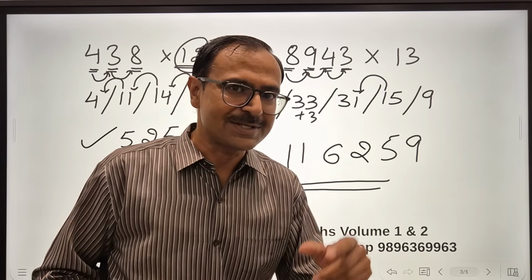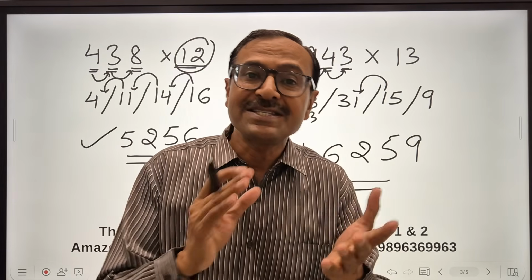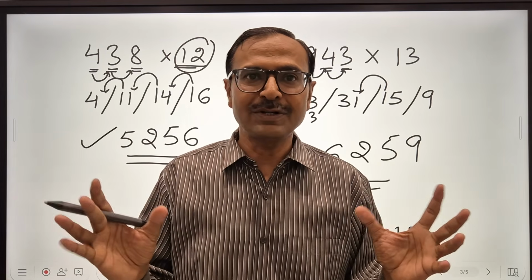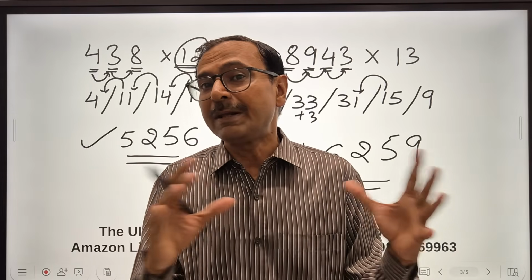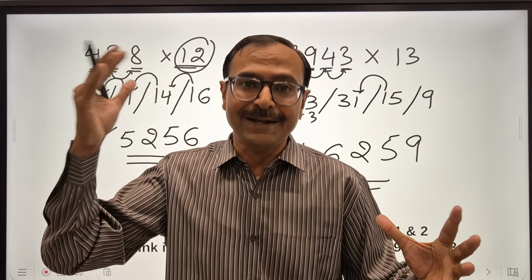So I'll continue this. I'll tell you how to multiply numbers by 17, 18, 19, and that will solve a lot of your problems, and you can actually extrapolate that to multiply numbers up to 99 by 99.